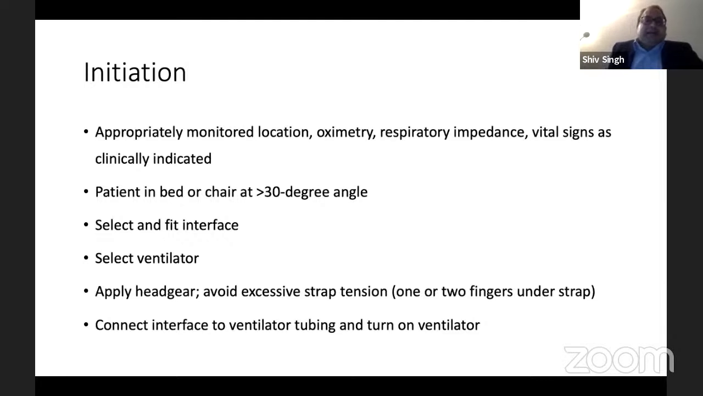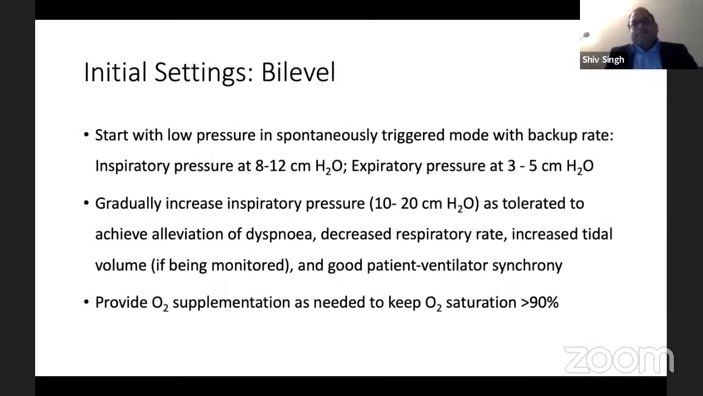Once you've done that, you apply the headgear, and you make sure that there's no excessive pressure along these straps. You should be able to put one or two fingers under the straps. And once this is done, you connect the interface to the ventilator tubing and turn on the ventilator. Again, it depends on what you really want to do. If you want both oxygenation and to get rid of the CO2, then you would want to use a BiPAP, or bi-level positive airway pressure.